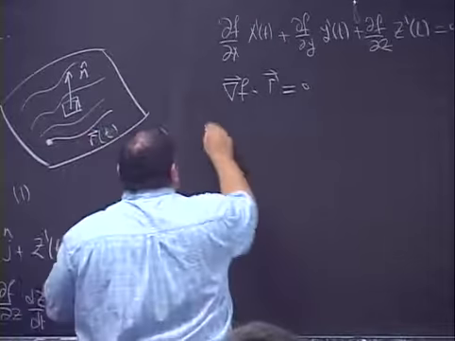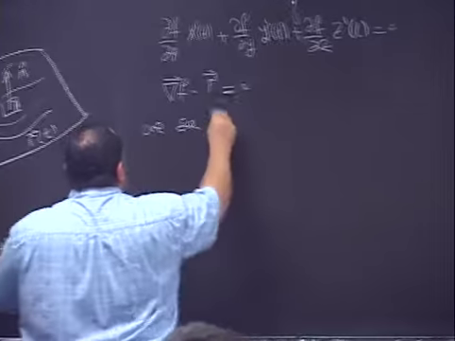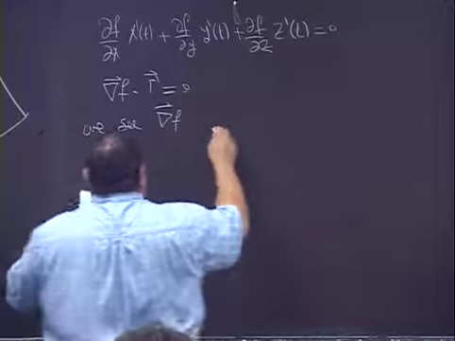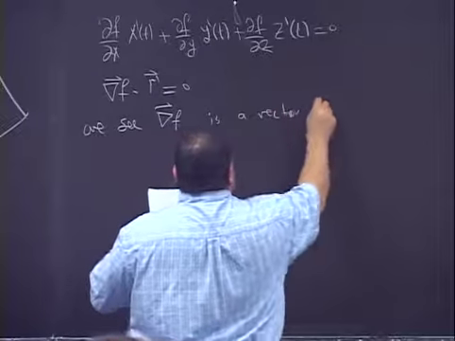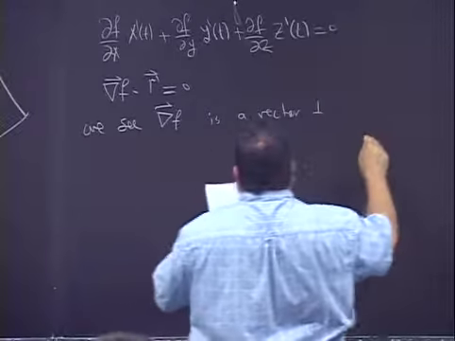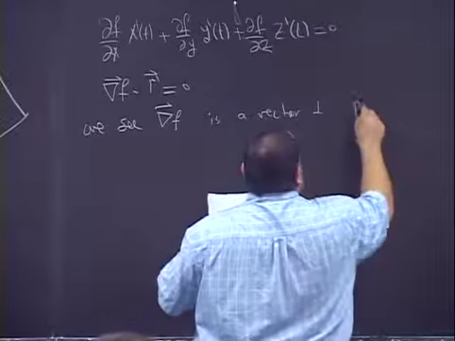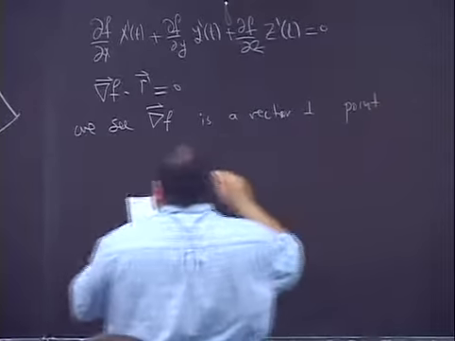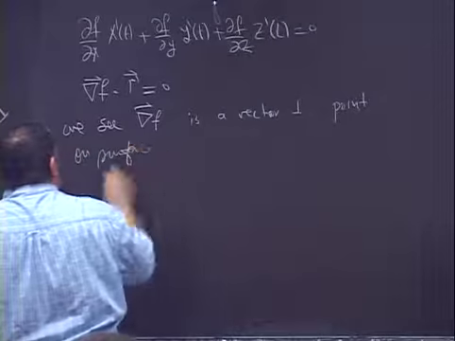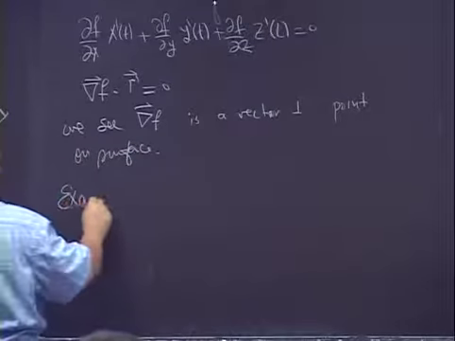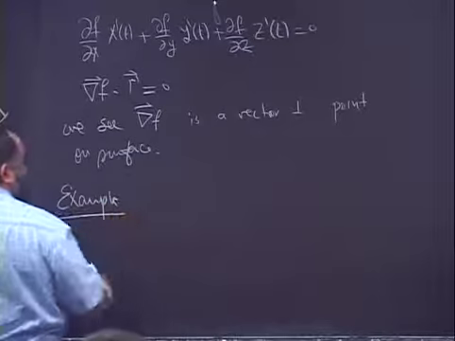So we see that the gradient of f is a vector perpendicular to a point on the surface. So let's take an example. We have a sphere.